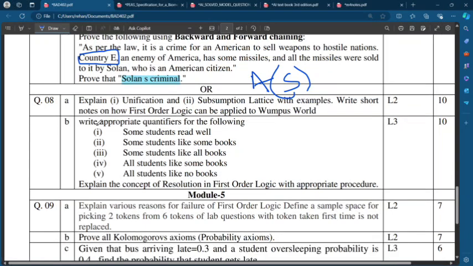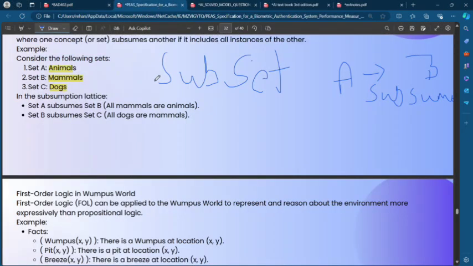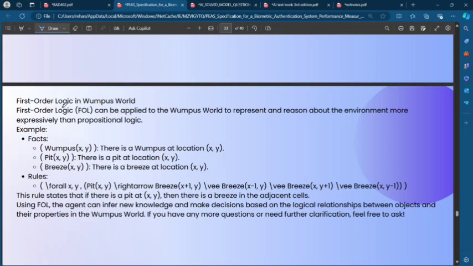Then what have they asked? Write a short note on how first order logic can be applied in the Wumpus world. So how can first order logic be applied in the Wumpus world? First order logic, FOL, can be applied in the Wumpus world to represent and reason about the environment more expressively than propositional logic. Example facts: Wumpus(x, y), there is a Wumpus at location x comma y. Simple. Pit(x, y). So these are the facts.